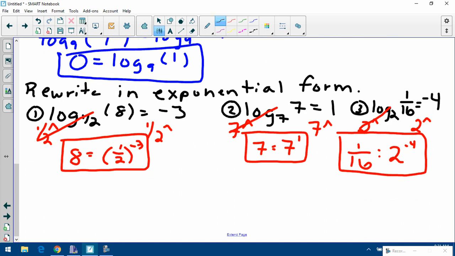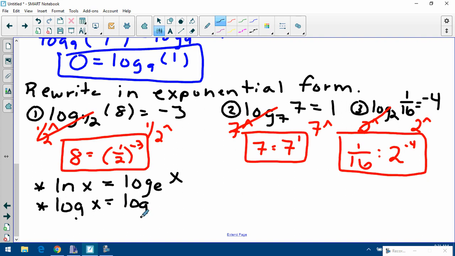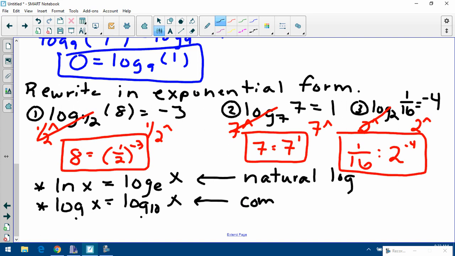All right, so hopefully that's a quick review that seems familiar. A couple other facts you should know. ln of x, what base is that? That's actually log base what? Right, e. So log base e of x. And the other one, what's log of x if there's no base written? It would be log base, good, 10 of x. Those both have special names. ln is called the natural log because it occurs in nature a lot, the way that growth happens. And log base 10 is the one that's used most commonly, so it's called the common log.